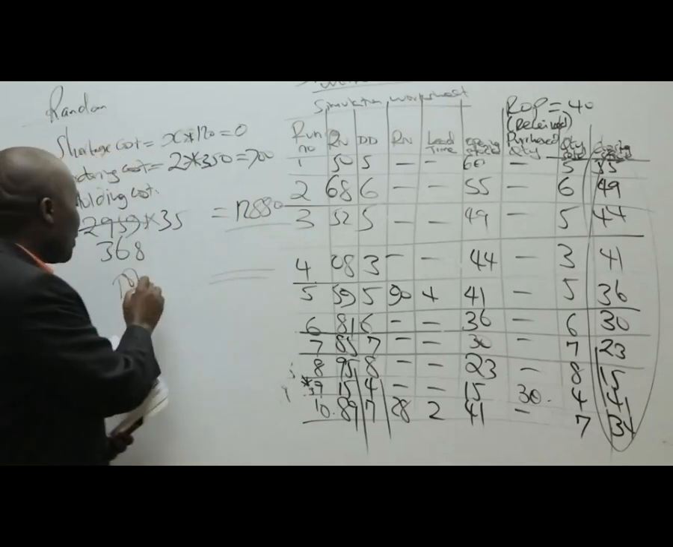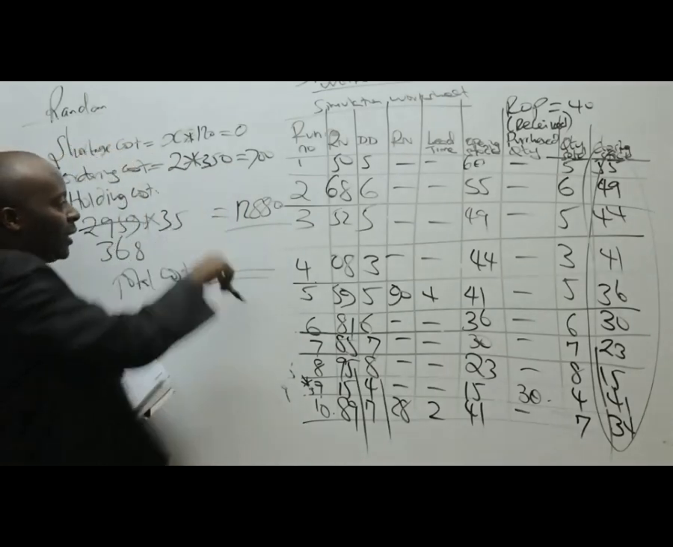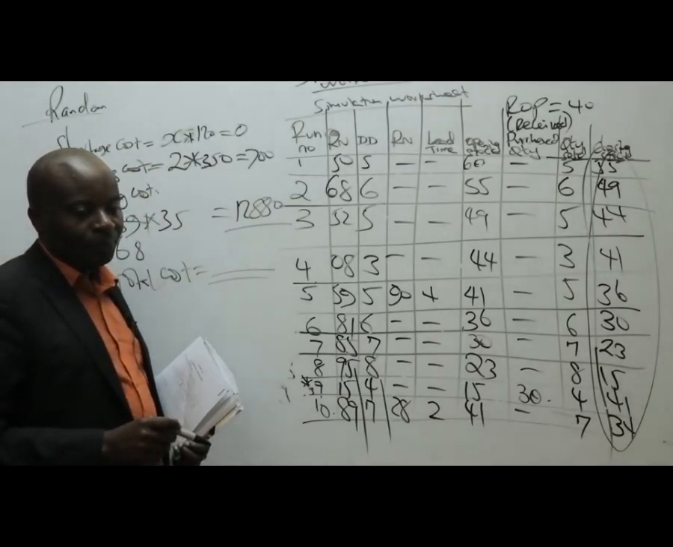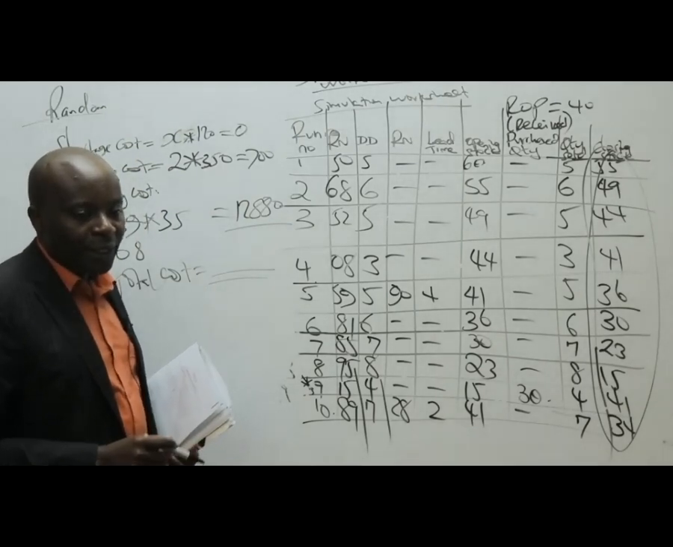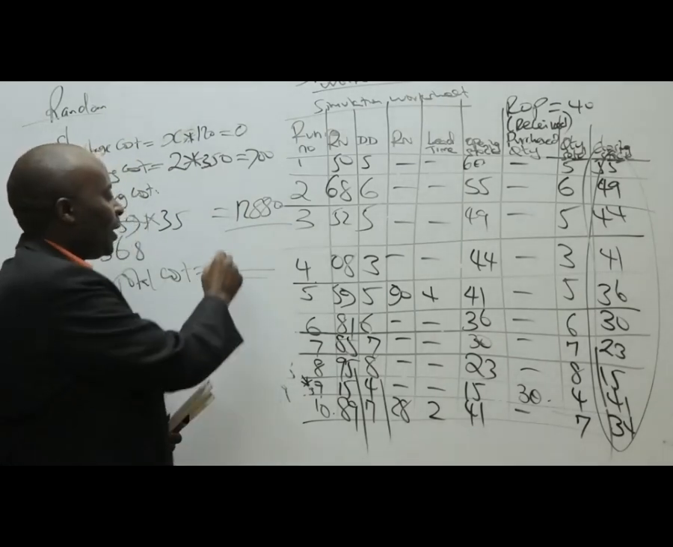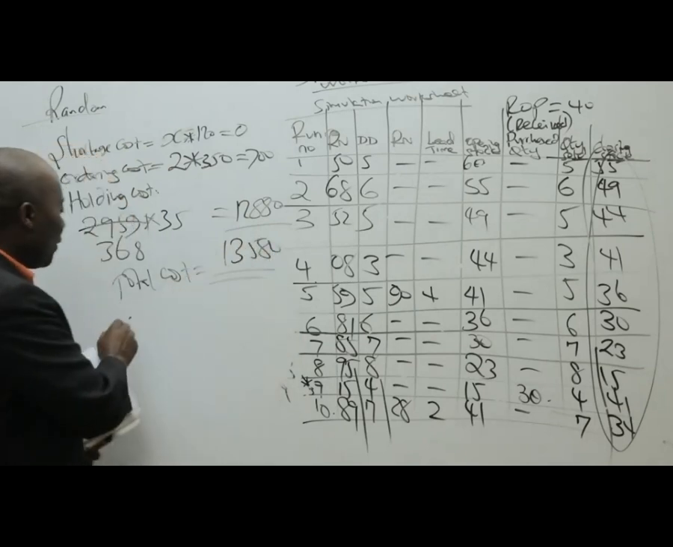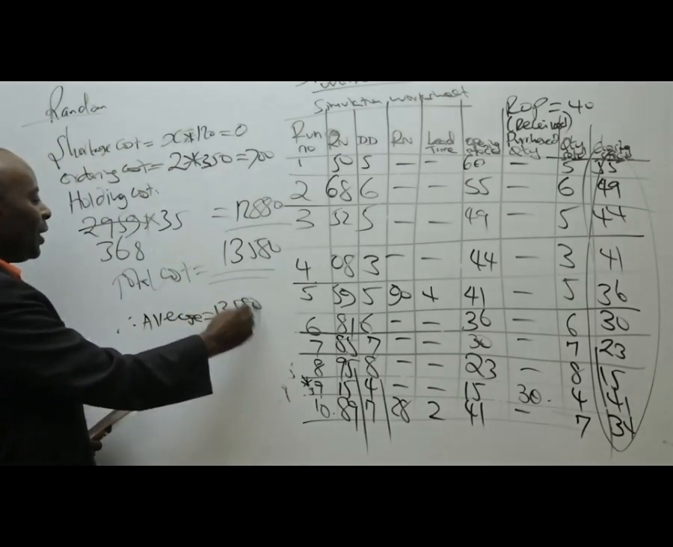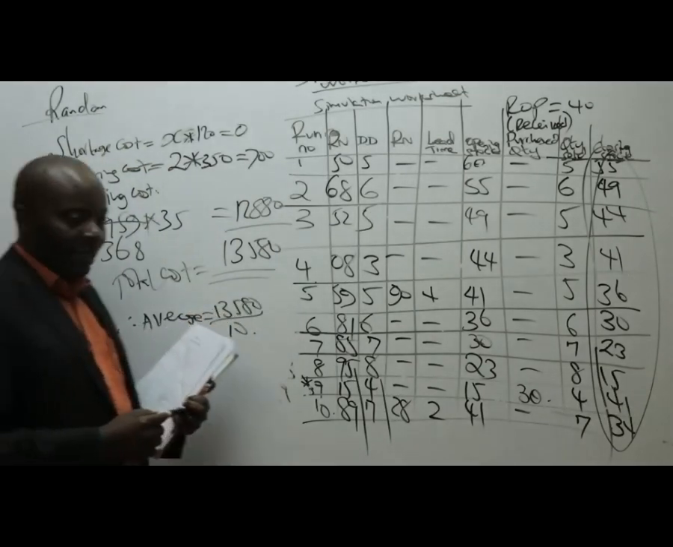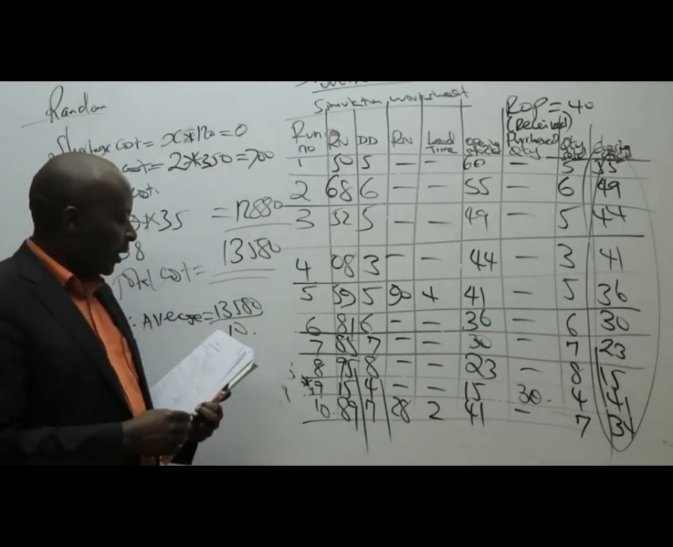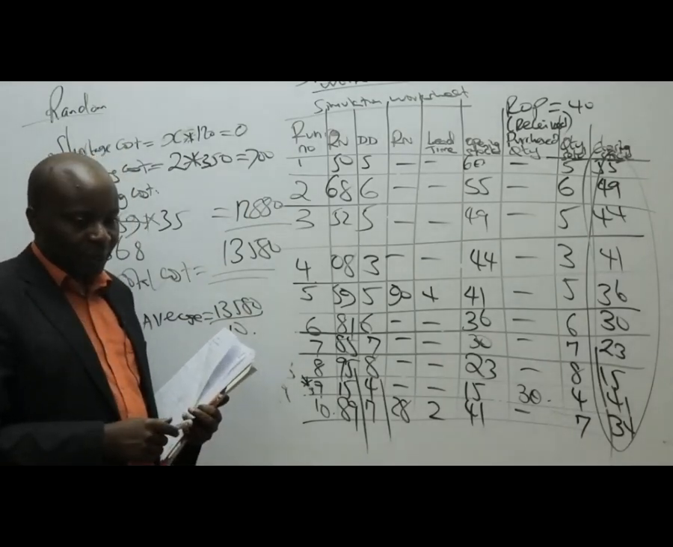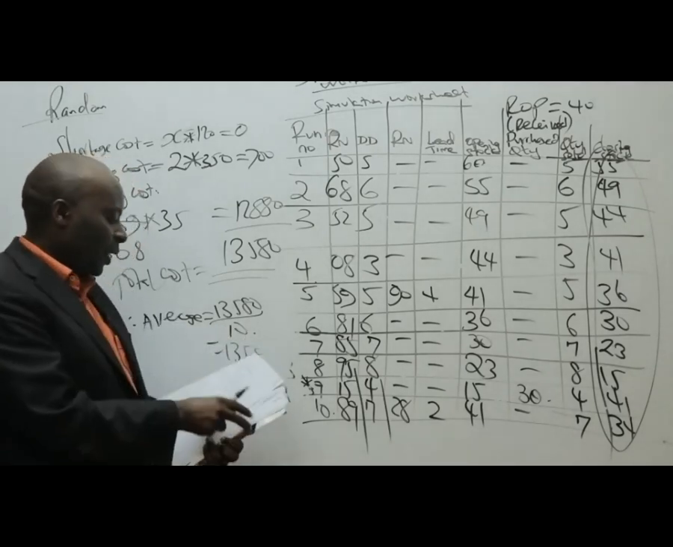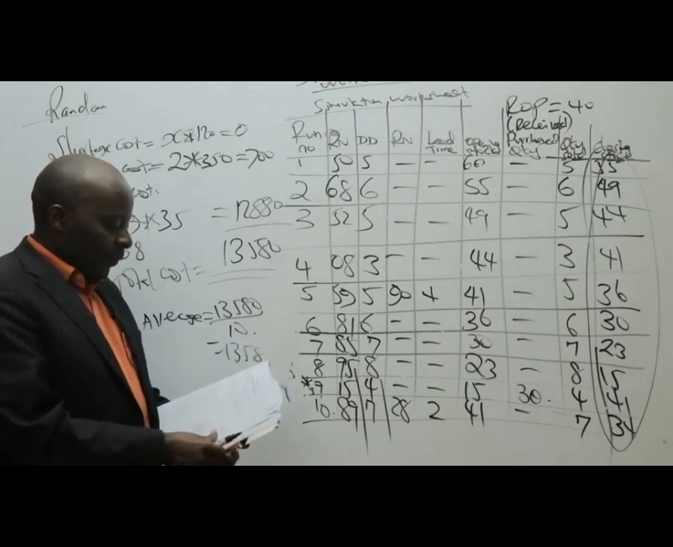Please come and add here. Give us the total inventory cost. Add there. Total inventory cost is how much? 13,580. And therefore the average will be 13,580 divided by 10, which at the end of the day will give us what answer? 1358. Thank you very much.